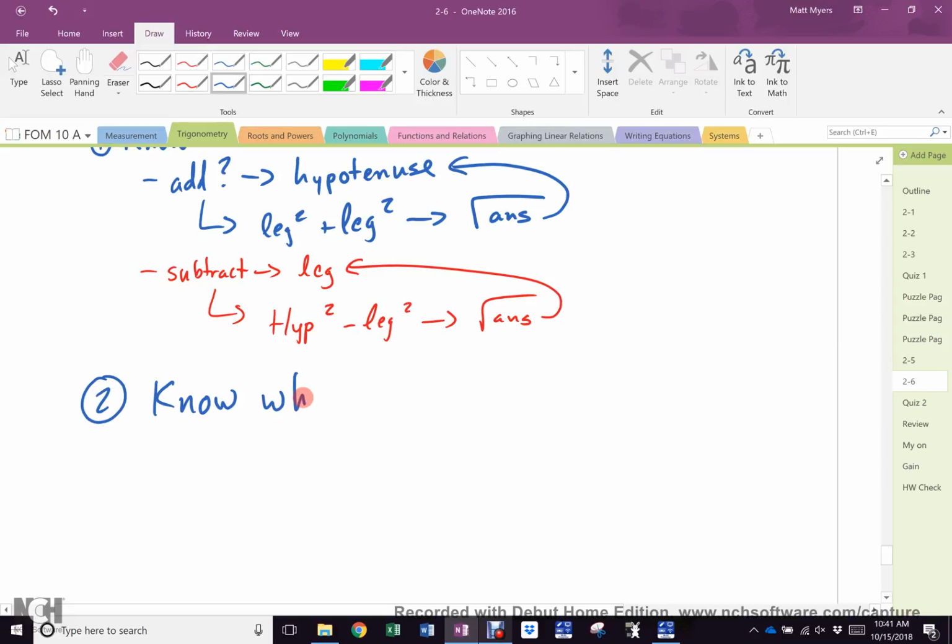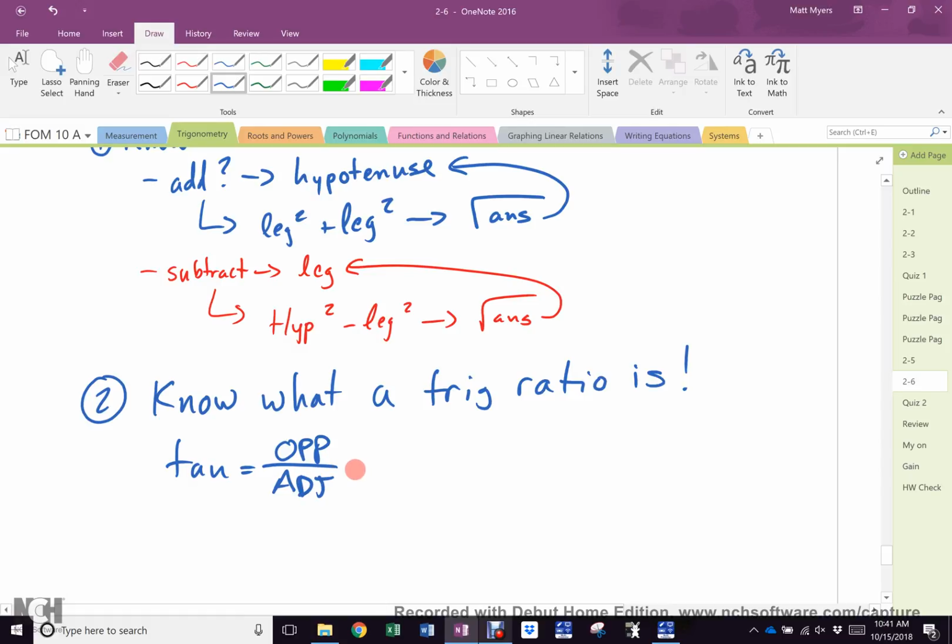Know what a trig ratio is. Tan is a ratio. What is it? It's opposite over adjacent, which then, if you on your calculator do opposite divided by adjacent, you will get a value that is a decimal. That's the ratio. Does that ratio give you any measurements on a triangle? No. We use that ratio to find measurements on a triangle.